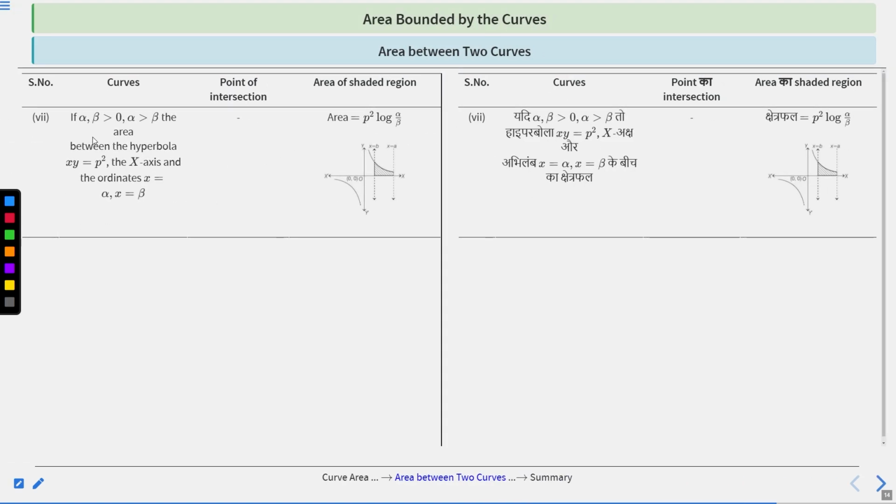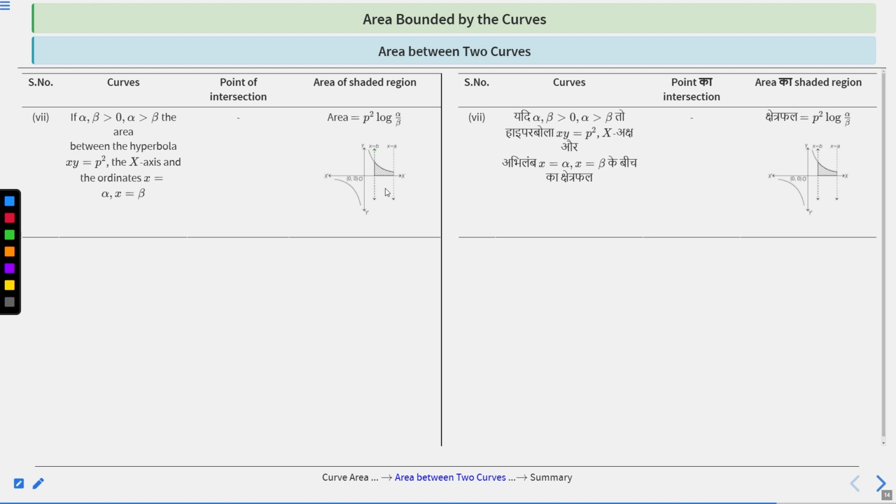Now next curve, we have two curves. When alpha beta is greater than 0 and alpha is greater than beta, the area between the hyperbola xy is equal to p square, and the x-axis and the ordinates x equal to alpha and x equal to beta, we have to basically find from x equal to alpha to x equal to beta. So area will be p square log alpha by beta. Clear?